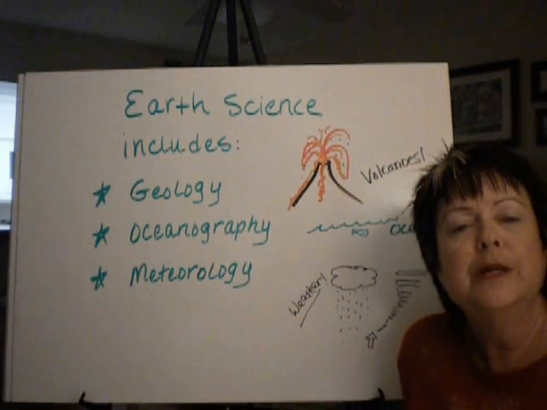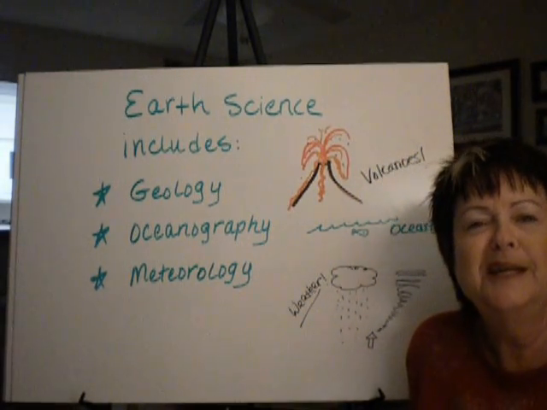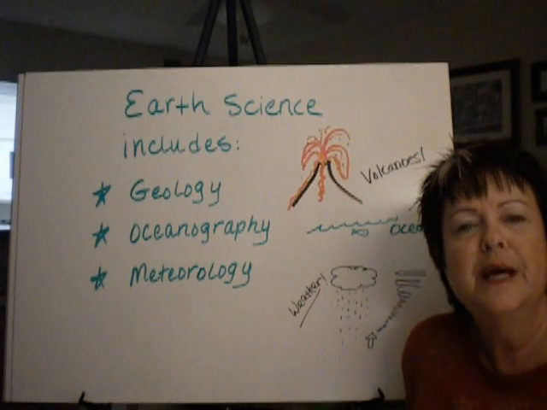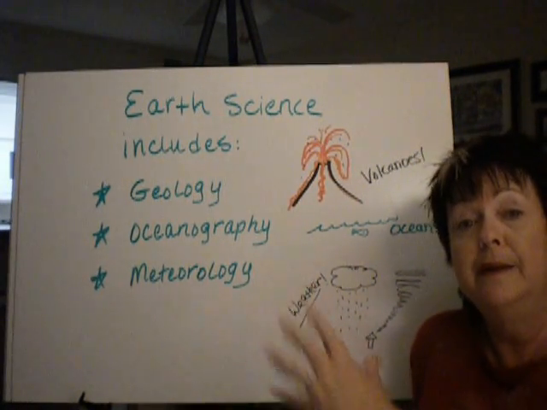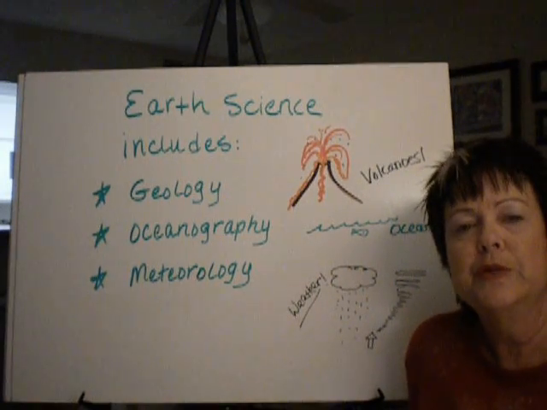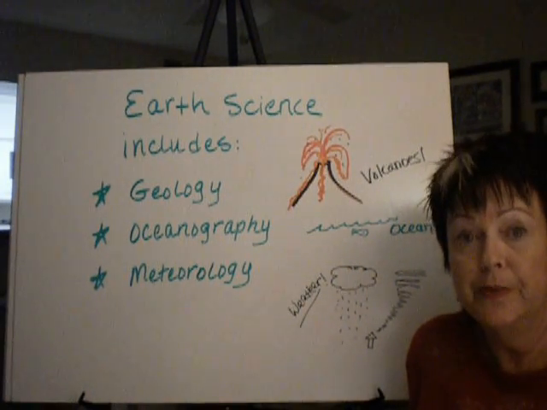And meteorology, and that's not necessarily the study of meteors, it's actually the study of weather and climate. So those are the three main branches of Earth science that we will be looking at during this year.